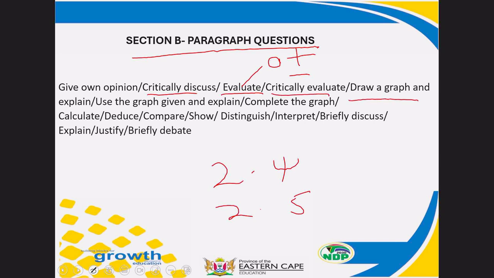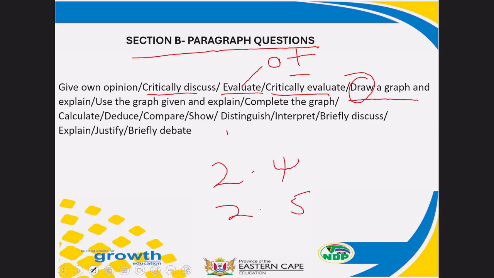Draw a graph, which means you draw a graph and you explain using that graph that you have drawn. Explain. And so you don't just draw. It is saying draw and explain, or it is saying with the aid, which means with the help of a graph. Whatever you explain there should be matching with what you have drawn in your graph.